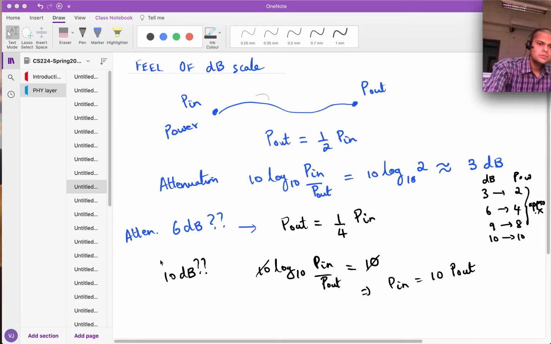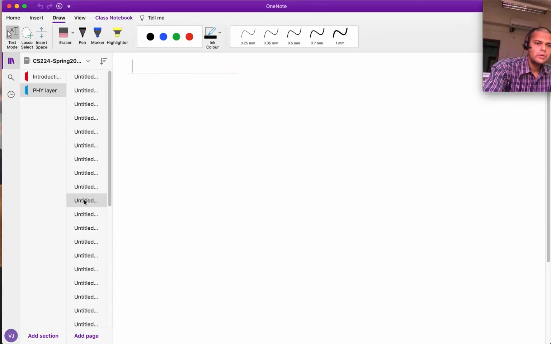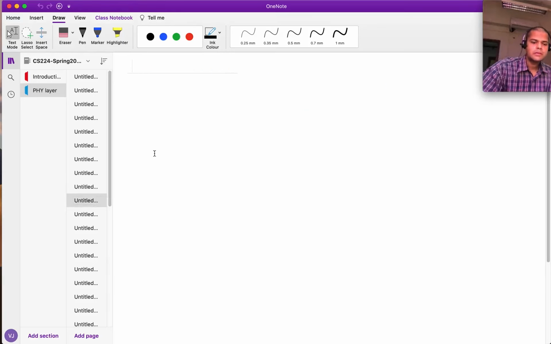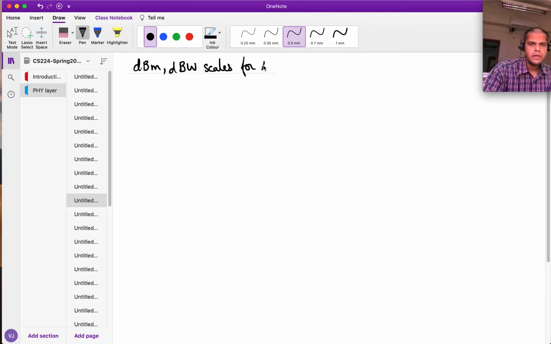So network engineers also use the dB scale to look at power. We've looked at dB for attenuation, and we said that you take 10 log to the base 10 of the ratio of powers. That gives you attenuation in dB. But actually, to be more precise, dBm and dBW are scales used for absolute power. Attenuation is only a relative number, so you take the ratio of powers.